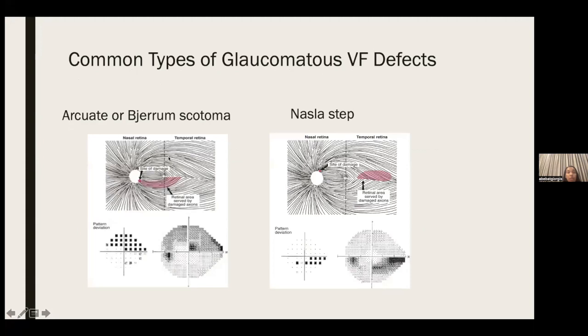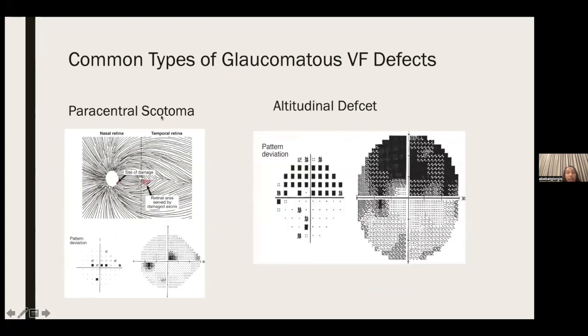So here we have an example, arcuate or Bjerrum scotoma here, corresponding to this defect, and the nasal step here, corresponding to the area of defect in this location. And then we have the paracentral scotoma, as you can see here, and this is corresponding to this area. And we have the altitudinal defect, which looks like a hemi defect.